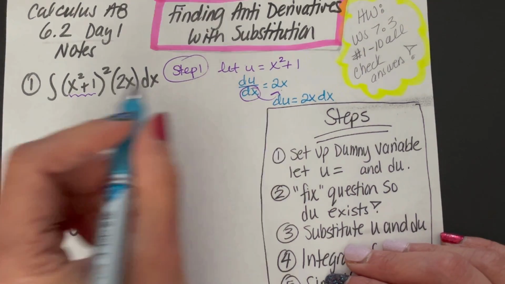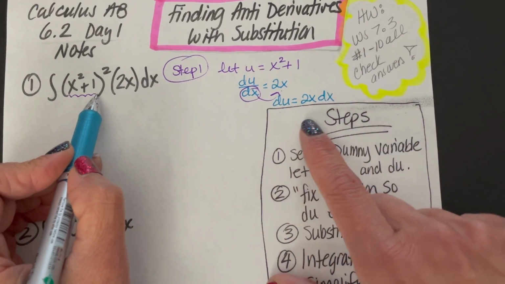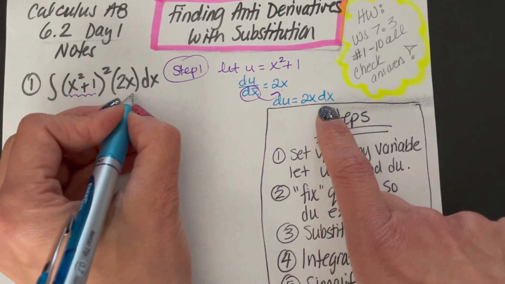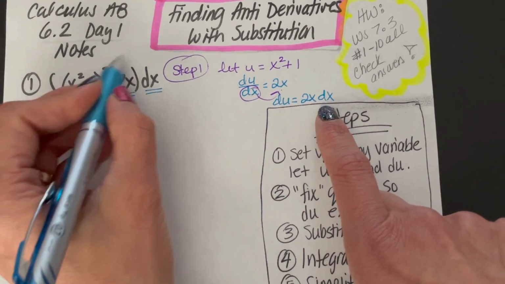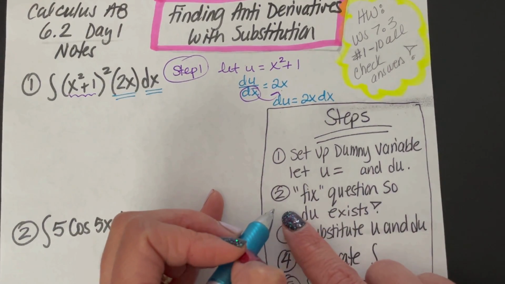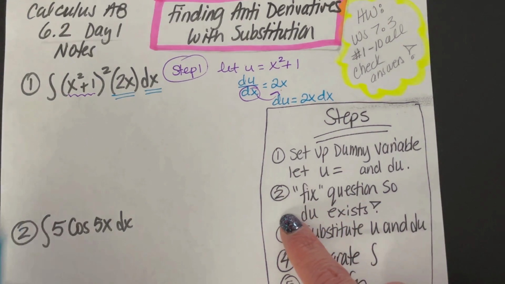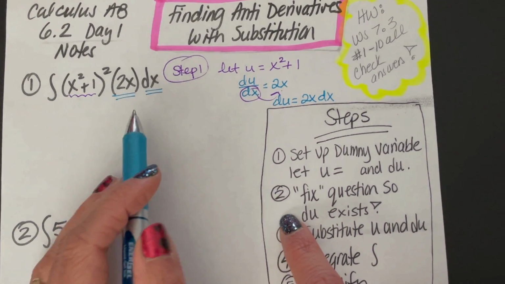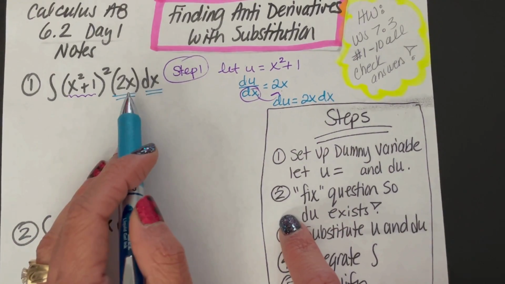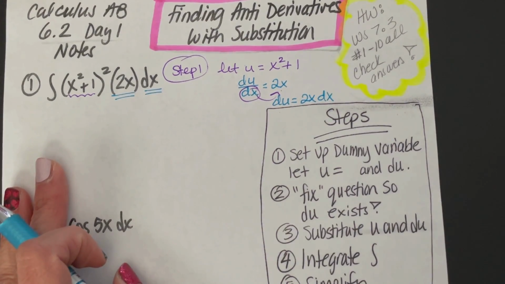So here's what we have. We're going to replace the x squared plus 1 with a u. And do we have the du equals 2x dx? We do. We have the 2x and the dx right there. So that's going to be all replaced with a du. So step 1 was setting up the dummy variable. Step 2 was to fix the question so du exists. Now for this problem, we don't have to do this step. We don't have to fix anything because our du needs to be a 2x dx, and we have a 2x dx. So we don't need to fix it at all. You'll see what I mean in future problems.